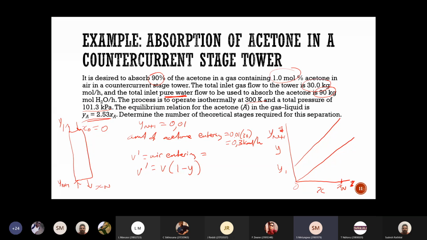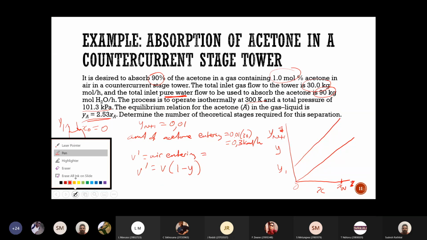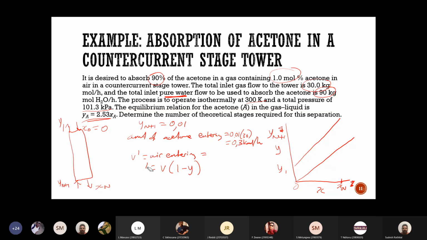And what is V? V is equal to 30. But in this case, I think we are interested with what? With L or what? Yeah, I think you're confusing the L and the V's. Okay, so let's look at it this way. Let me erase this. Let's go back, right?